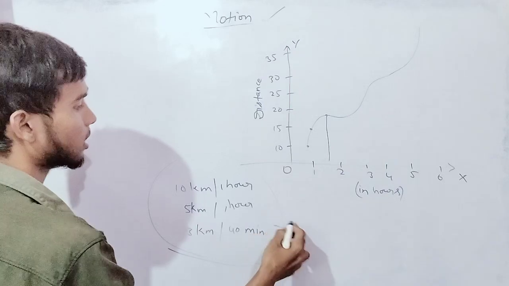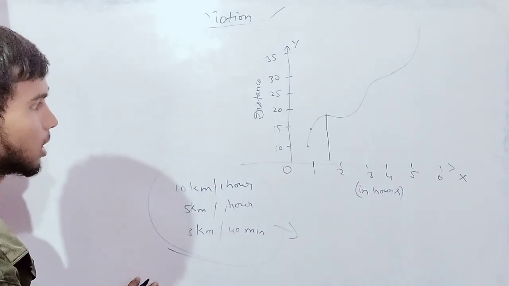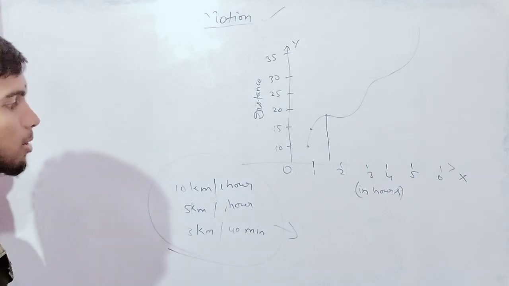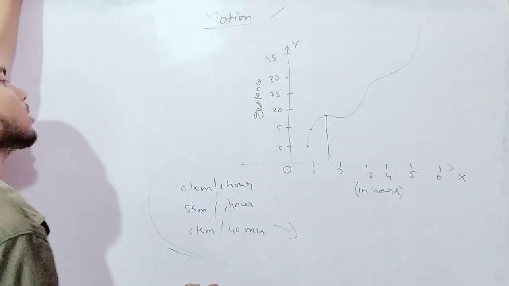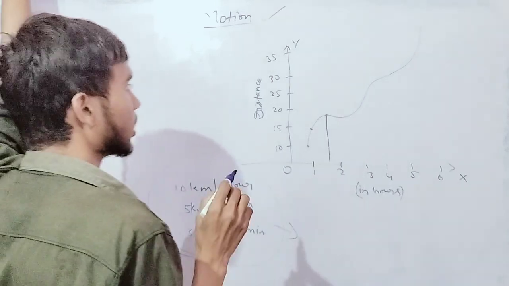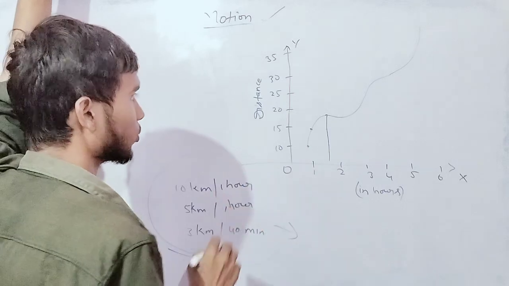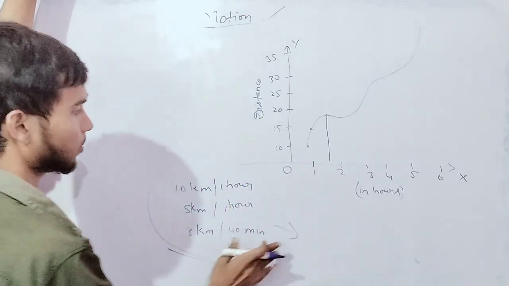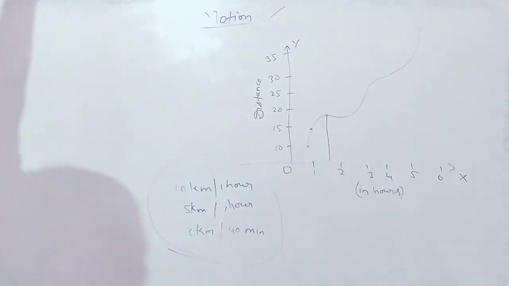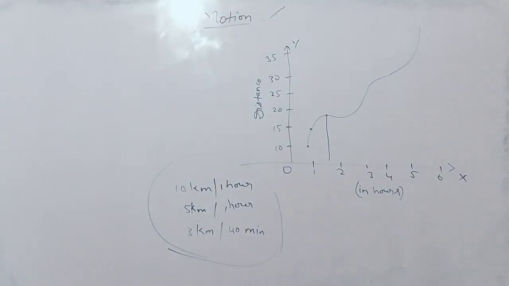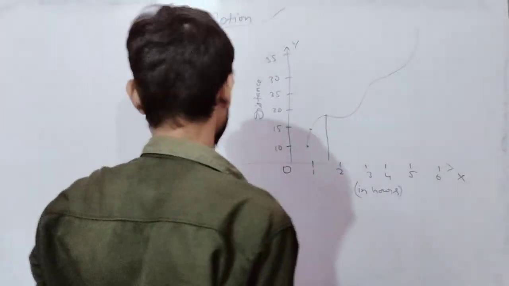That's why we can consider both are changing. Sometimes time will be the same but distance will be changing. Sometimes distance will be the same but time will be changing. So if something is changing, we consider the motion of that vehicle as non-uniform motion. Clear? That's why I was telling you a curved line will give you non-uniform motion.